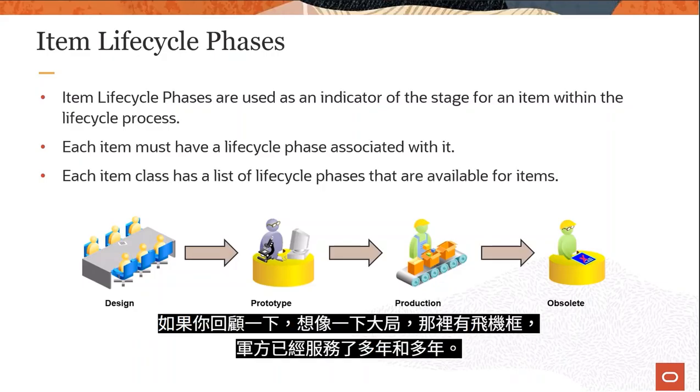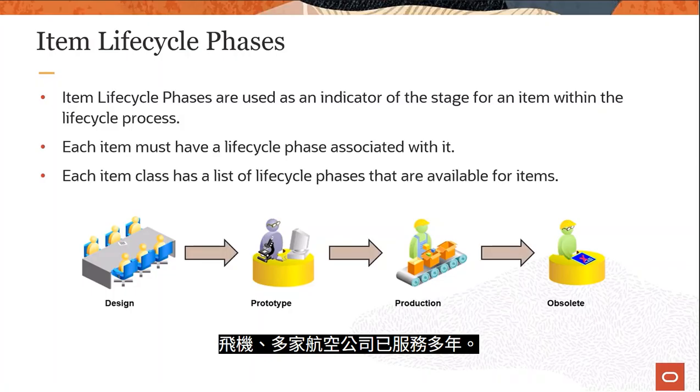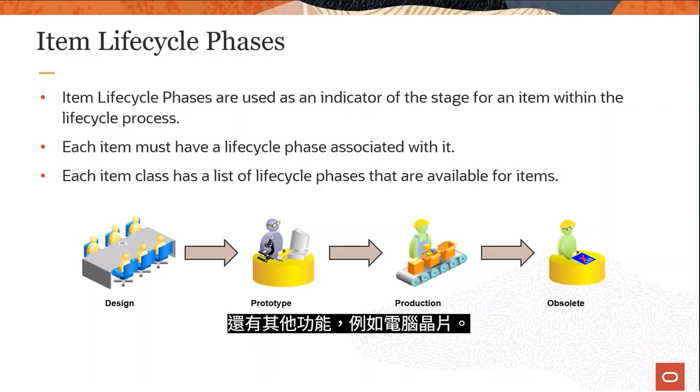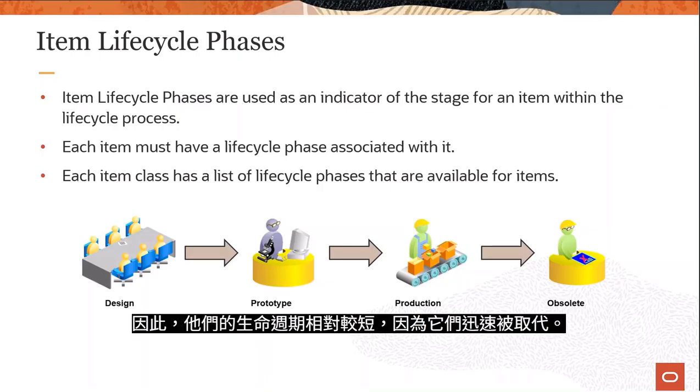And if you look back, think of the big picture, there are airframes out there that the military has had in service for years and years and years. There are aircraft, multiple airlines, that have been in service for many years. So those have long life cycle processes. And then there's other things like computer chips. When was the last time you saw a 286 chip? So their life cycles were relatively short because they get replaced rapidly.